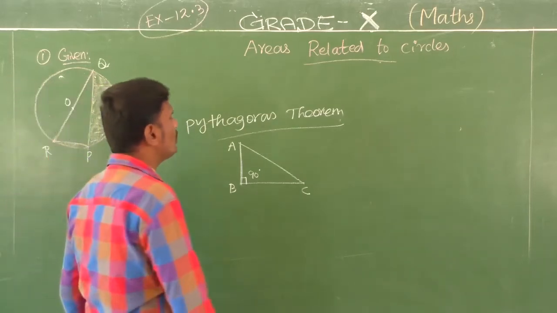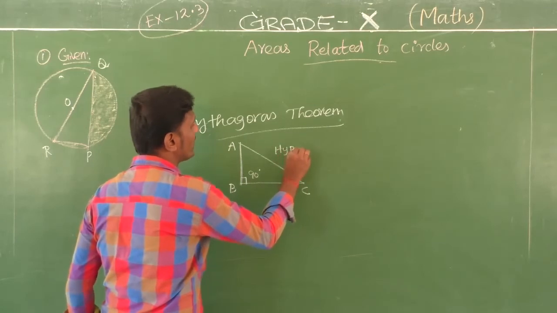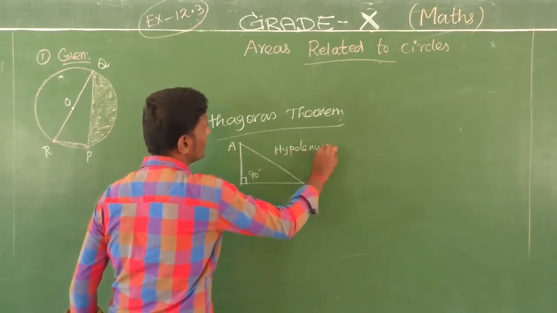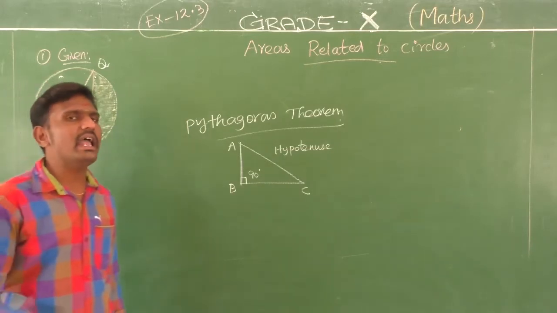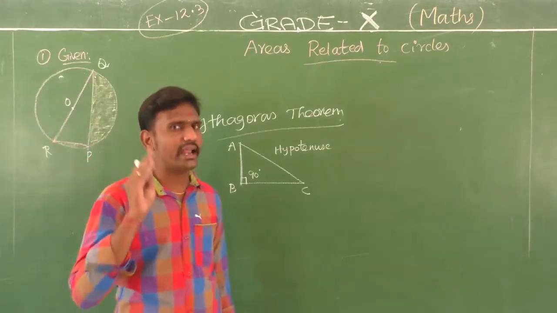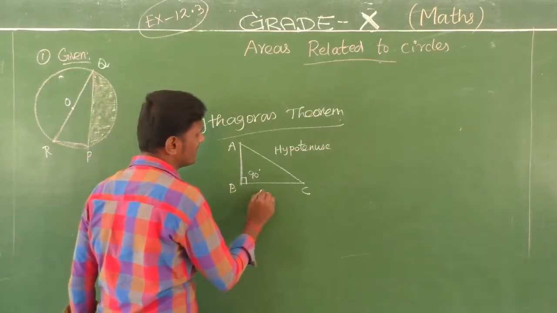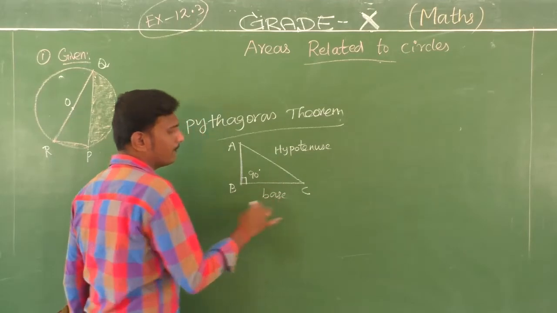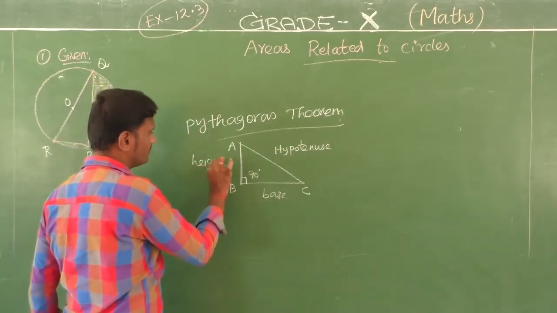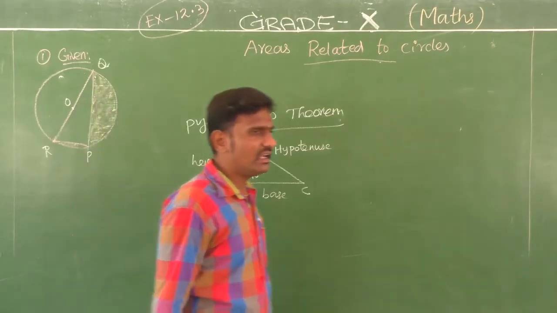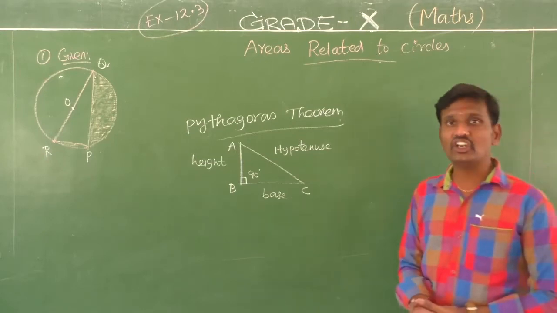Okay. Yes. Now the side opposite to the right angle is called the hypotenuse. Hypotenuse is the longest side of a right-angled triangle. And here, this is the base, BC, and AB is the height. And already you have one portion in the 8th chapter, trigonometry.